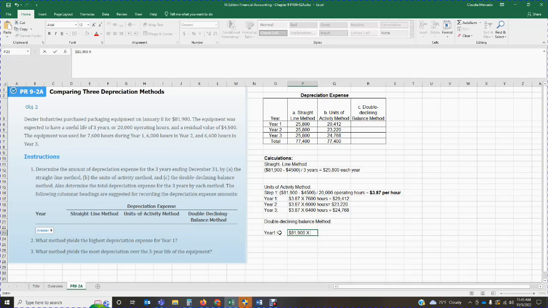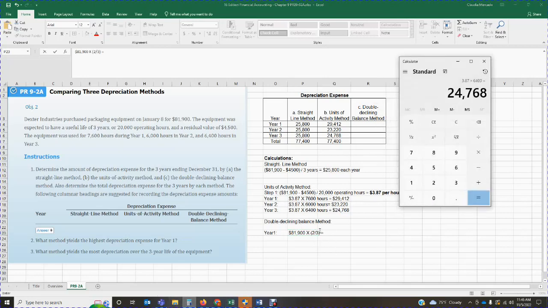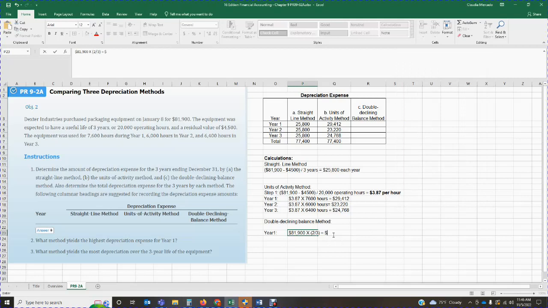So we have 3 years in total. We have to double that first year. So 1 times 2 gives me 2. So my rate will be 2 over 3. Okay, let's see what that gives us. We're basically doubling the depreciation for that first year. 81,900 times 2 over 3 will give me $54,600. So year 1 is going to have a pretty high depreciation amount.